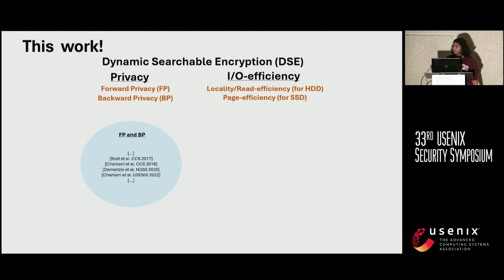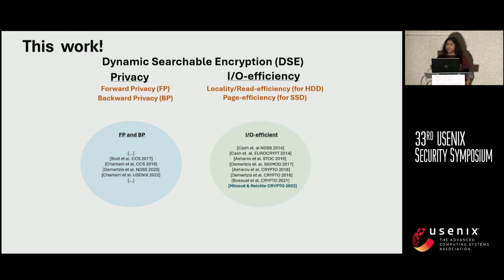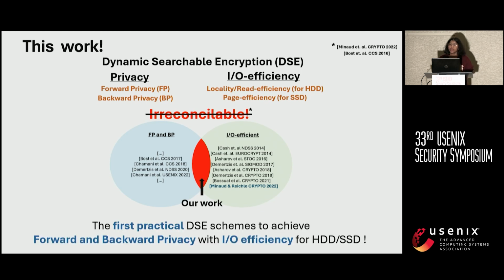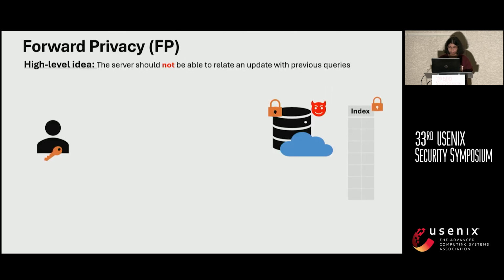Several schemes have been proposed to make the DSE schemes forward and backward private, and another line of work focuses on IO-efficient designs. Most of these IO-efficient schemes are static except for the very last one in this list. In the past, researchers claimed that achieving forward privacy along with IO efficiency is not possible, but our work bridges this gap. We present the first practical DSE schemes to achieve forward and backward privacy along with IO efficiency for both HDDs and SSDs.